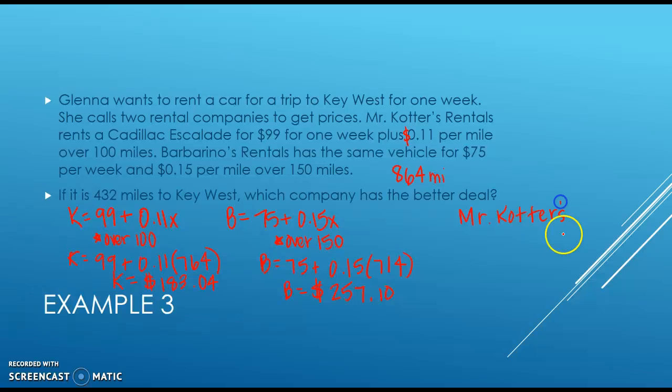Okay, if you did this where you had plugged in 432, because the mileage was less, Barbarino's ends up being the better deal because the first 150 are free. So you go farther for free, but then over time, Mr. Cotter's works out to be the better deal.